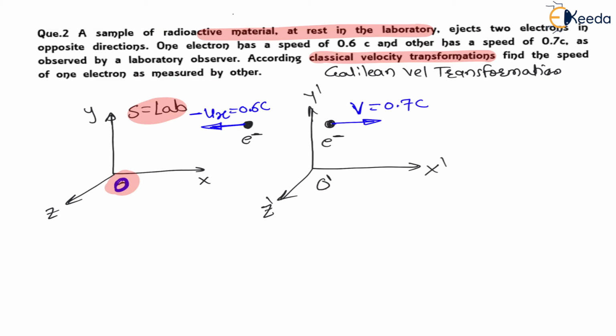we have to find the speed, that is, we have to find ux dash. Dash means with respect to the moving frame, and ux is with respect to the rest frame. The observer O dash is also moving with this electron. Don't worry about that. This observer is sitting on this electron, so he is also moving with velocity 0.7 c, and the other electron is moving with velocity 0.6 c towards left, in the opposite direction. Now what will be the velocity of this electron as seen by this electron? You have to see on the screen while I am mentioning this electron.